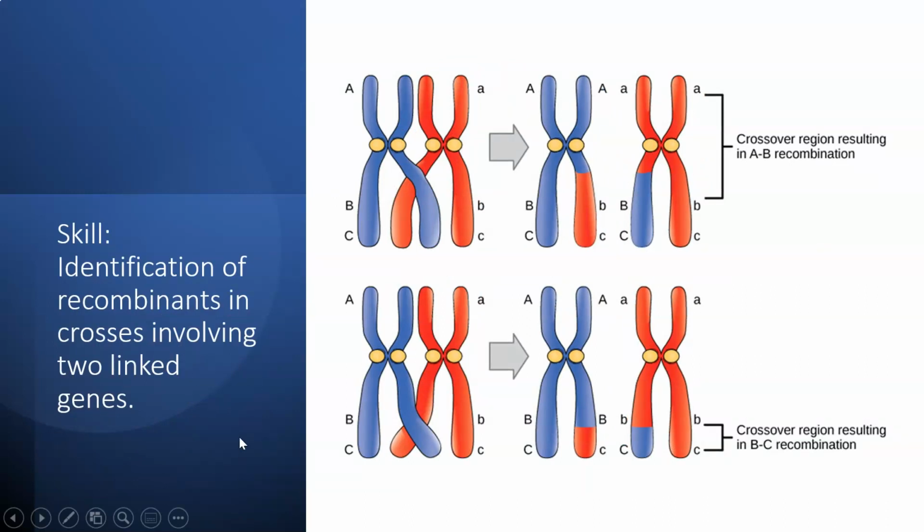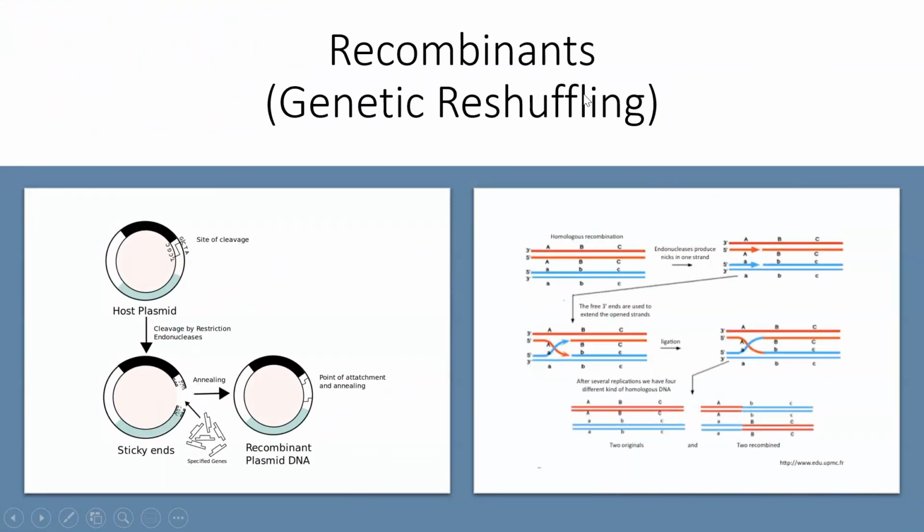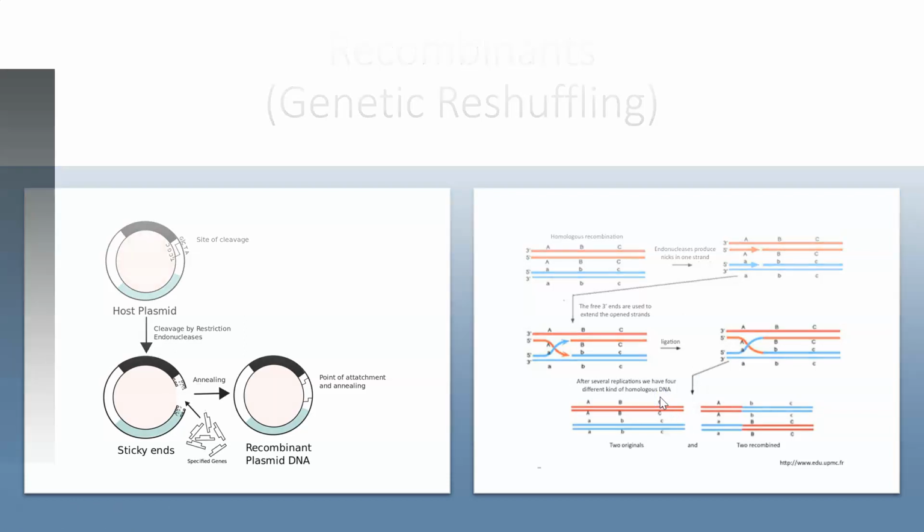All right, one of your skills is the identification of recombinants in crosses involving two linked genes. So if you look here in the diagram, we're looking at our linked genes B and C. Okay, so there they're linked, and then when they cross, you get one of each allele from each different chromosome, and that's part of our variation. So recombinants mean genetic shuffling, and you've heard of recombinants when we looked at genetic modification. Okay, so it just means reshuffling the genetics, and we also have recombinants when our chromosomes cross over, so we get recombinant chromosomes.